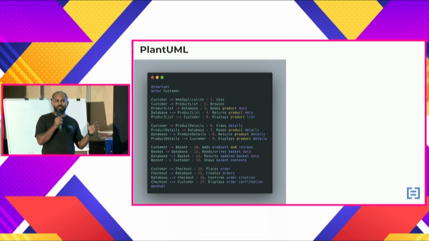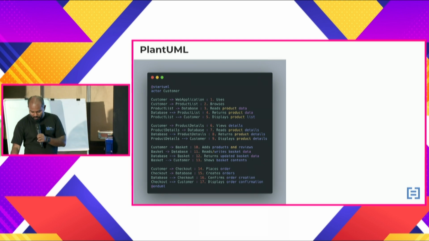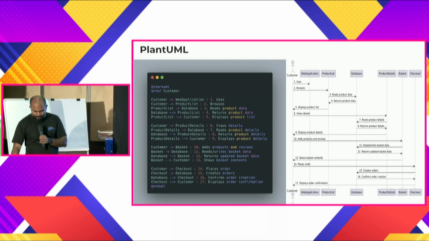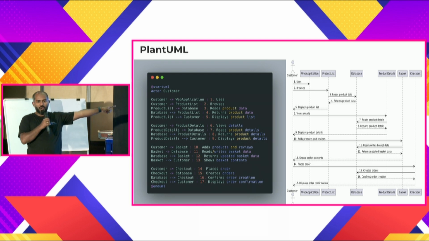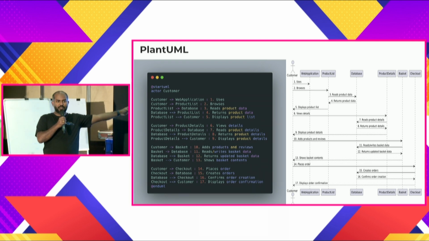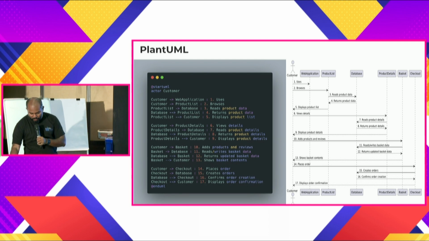You can start with a simple PlantUML diagram which explains how to draw a sequence diagram. The outcome of that code is on the right side. This is how that code comes up when you render it.